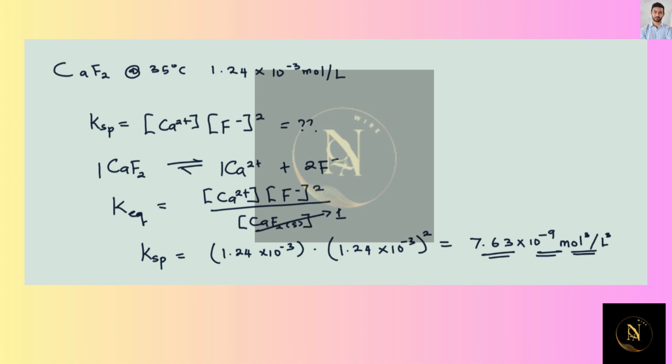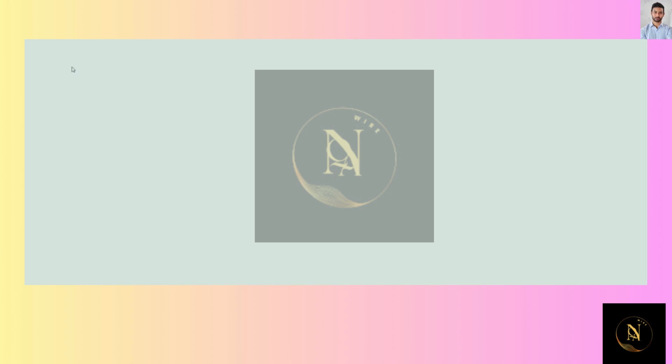Now, the next question, this is A. Now let's go to B. For B, it says we should calculate the KSP for strontium fluoride, given that we have 1.1 times 10 raised to power minus 2 grams of SrF2 in 100 ml of aqueous solution. So the first thing we need to do in this case is to determine the number of mole that 1.1 times 10 raised to power minus 2 grams of strontium fluoride will be equal to.